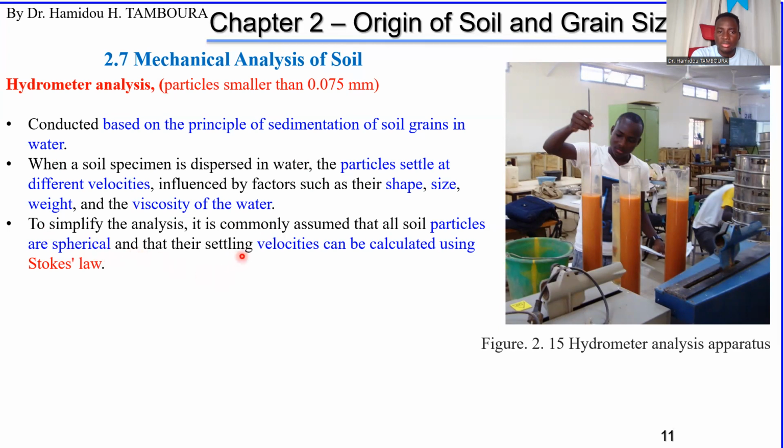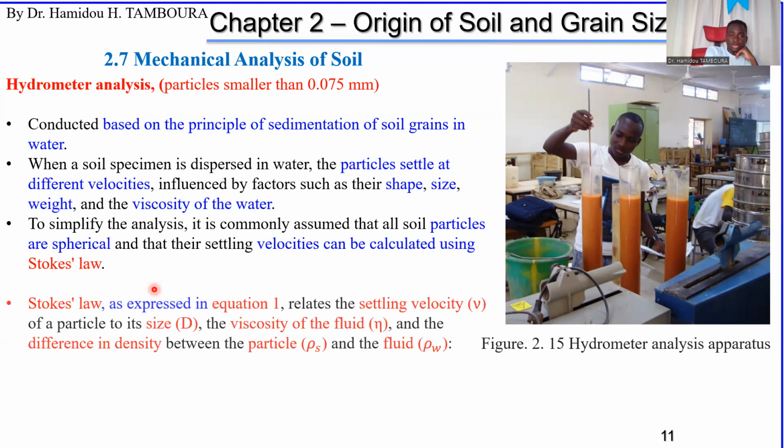And the settling velocity can be calculated using the Stokes law. This Stokes law is equation number 1, which relates the settling velocity of a soil particle to the size of the soil particle and the viscosity of the fluid. The fluid here is just water. And then the difference between the density of the soil particle and the density of water. This is the formula.